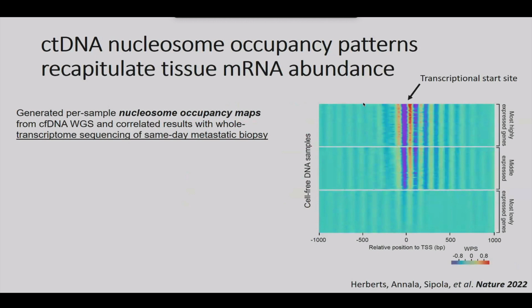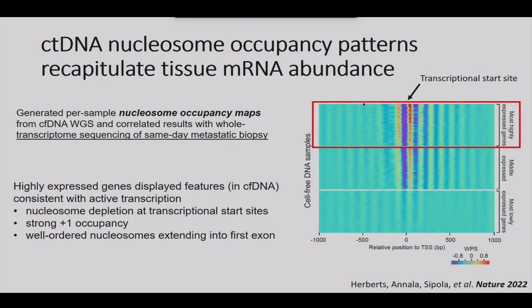So why would this matter? Well, what we did was we generated per sample nucleosome occupancy maps, and then we correlated those with whole transcriptome sequencing of same-day biopsies from those patients. So we had the ctDNA nucleosome maps, and then we had RNA-seq from a metastatic biopsy of the same patients. And we saw, amazingly, that any highly expressed genes displayed features in cfDNA that were consistent with active transcription.